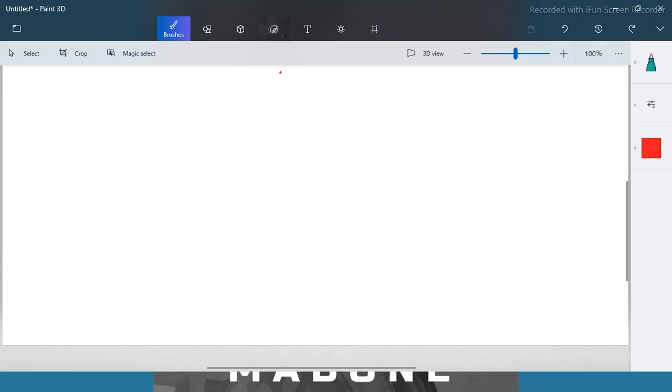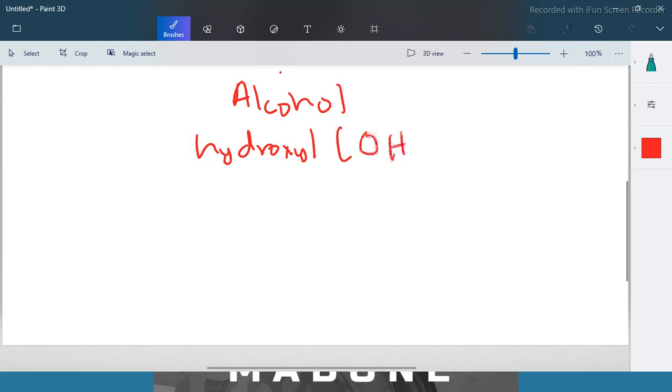Now, let's deal with the alcohol. I know you guys like this one very much. So this one is very interesting. Now, the alcohol, I told you guys that it has a hydroxyl group. The functional group is a hydroxyl. What does the hydroxyl stand for? It stands for OH.